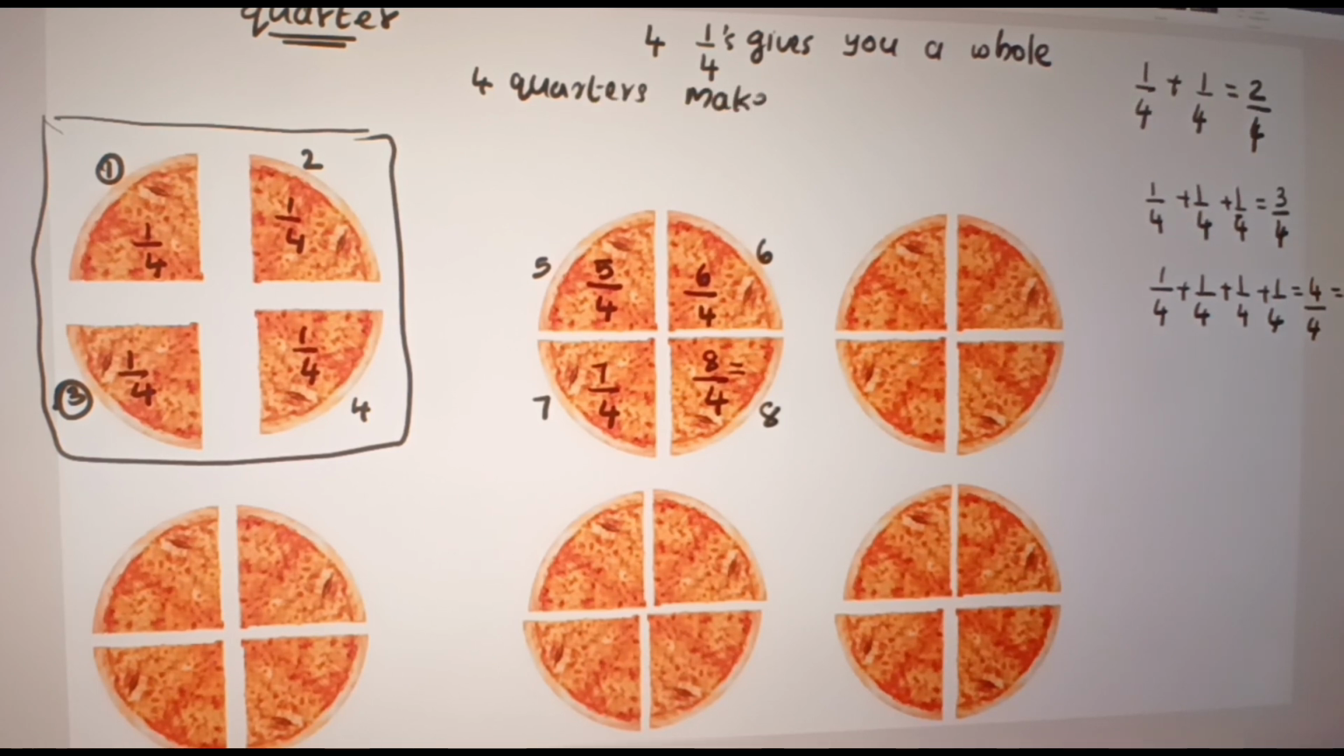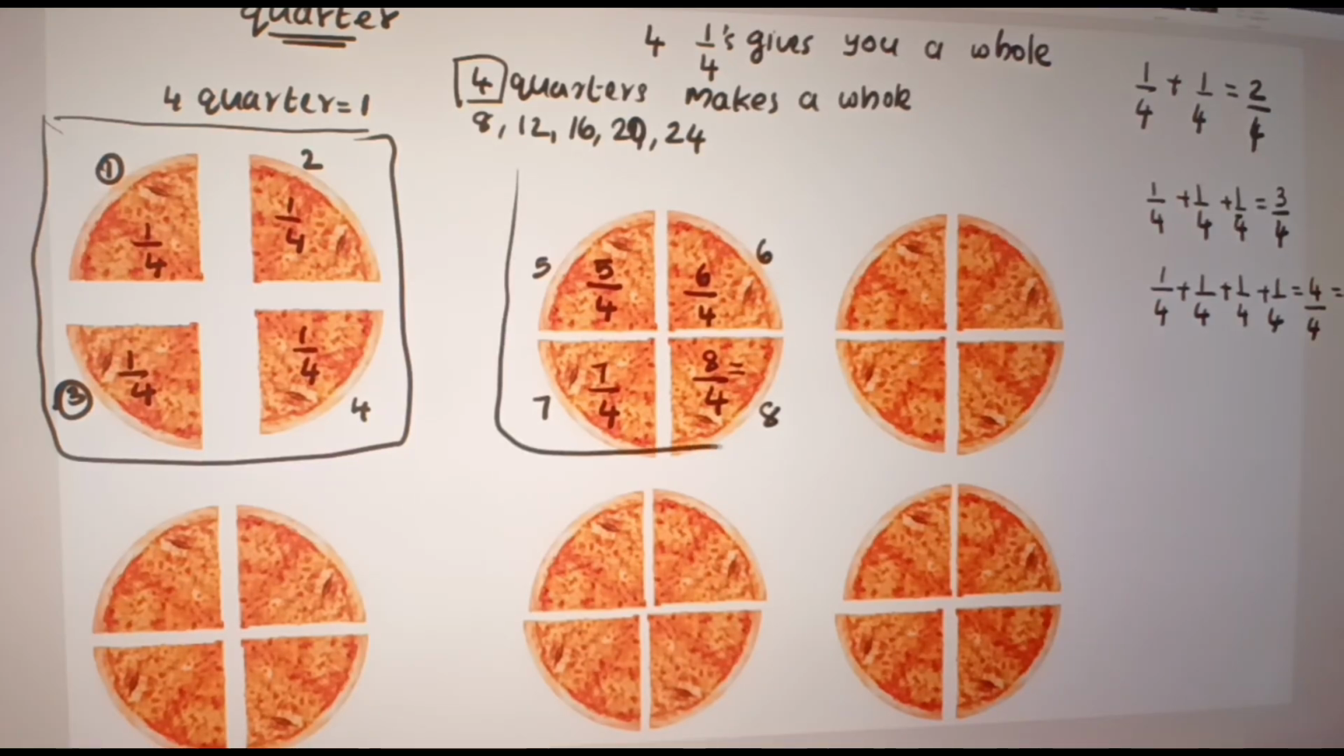4 quarters make a whole. So in the case of quarters, to make a whole it should be a multiple of 4. 4, 8, 12, 16, 20, 24. In order to make a whole pizza, it should be a multiple of 4. So 4 quarters make one whole. Now we have a total of 8 quarters.